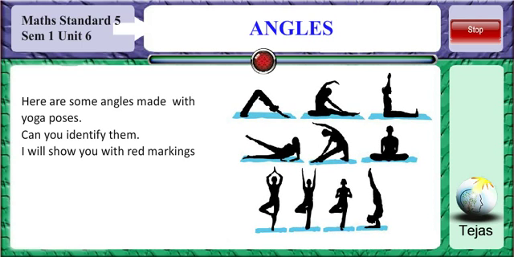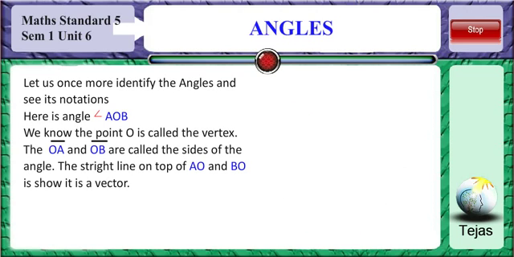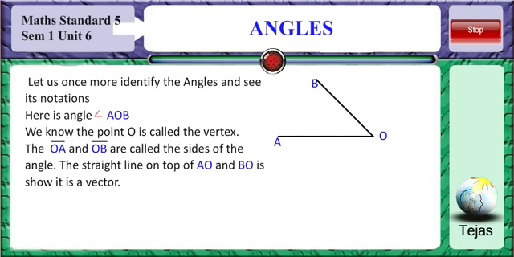Here are some angles made with yoga poses. Can you identify them? Observe the red markings. Let us once more identify the angles and see their notations. Here is angle AOB. We know that the point O is called the vertex. The lines OA and OB are called the sides of the angle. The straight line that you observe on top of AO and BO is the vector.